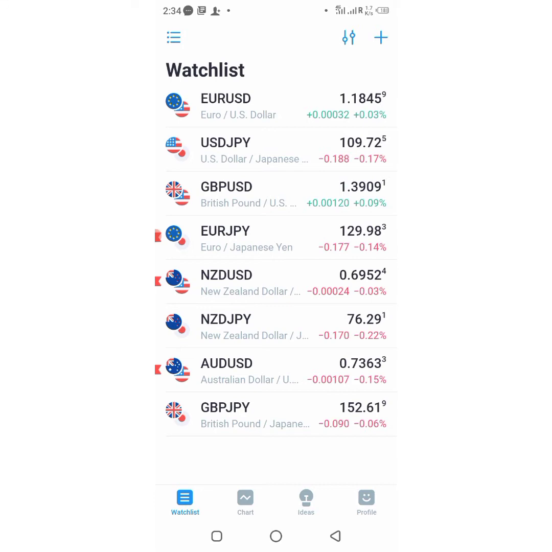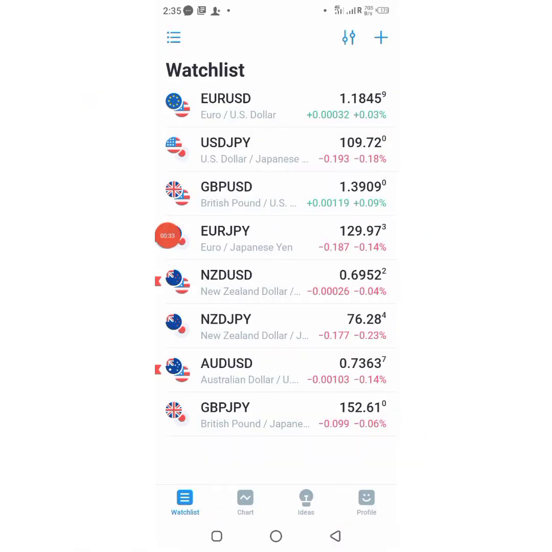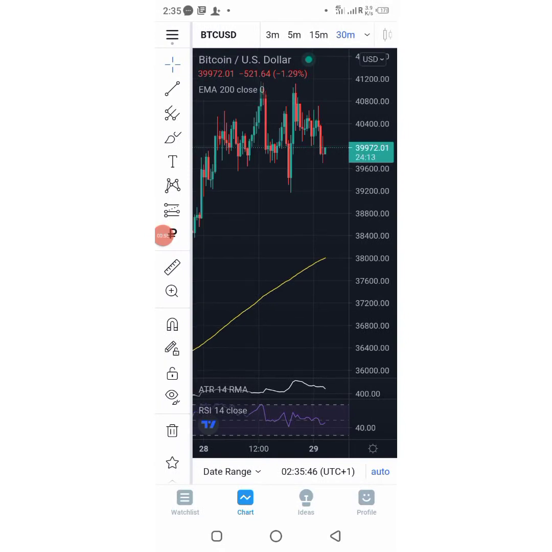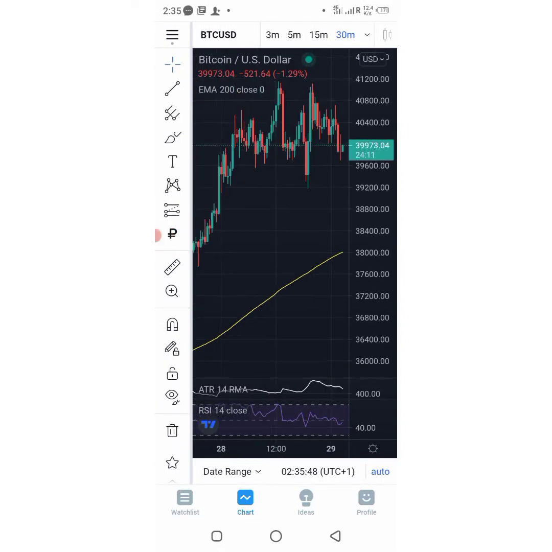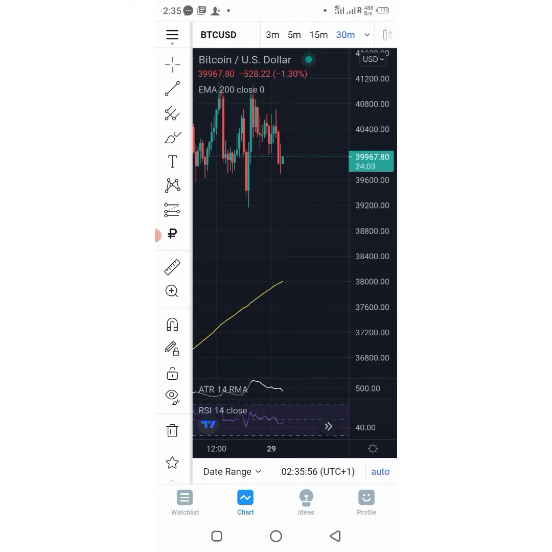So let's get to the chart. First, let's find our chart. Alright guys, this is BTC USD, Bitcoin against the US dollar. So what is this strategy? Alright, this strategy is really easy.